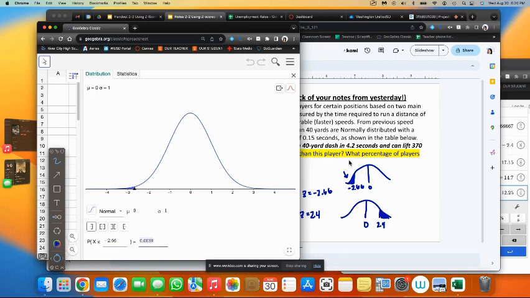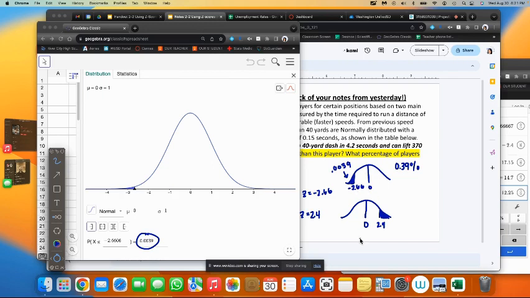This calculator is telling me that this area to the left, which I sketched here, is 0.0039. Okay, the other thing we need to understand is that the total area underneath the curve is equal to 1. So if we wanted to think in terms of percent, we move the decimal over, multiply by 100, that's 0.39% of players. So only 0.39% of players are faster than this player.